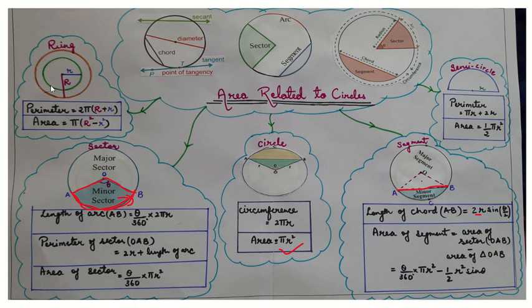Now this is the shape of a ring, right? Ring means you will have two radii. One is the inner radius, another one is the outer circle radius. So what is the perimeter for that? 2 pi (R plus r). Then the area is nothing but pi (R squared minus r squared), right? Capital R is the outer circle radius and small r is the inner circle radius. So these are the main formulas you have to remember.